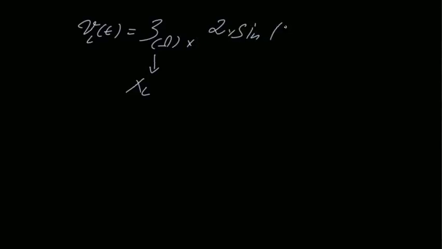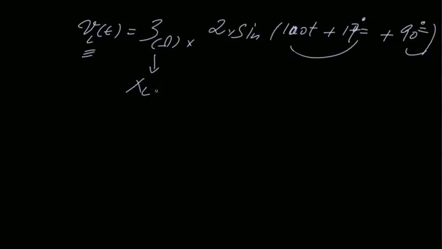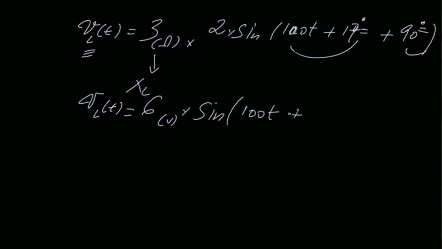So now I can go ahead and write VL of t. So VL of t is XL, which is 3 ohms, times IL, which is 2 sine of 100t plus 17 degrees. Now, this came from I, but in order for us to get to VL, we have to add to it 90 degrees, because the voltage leads the current by 90 degrees. So VL of t now would be 3 times 2, which would be 6 volts, sine of 100t, 17 plus 90 is 107 degrees.